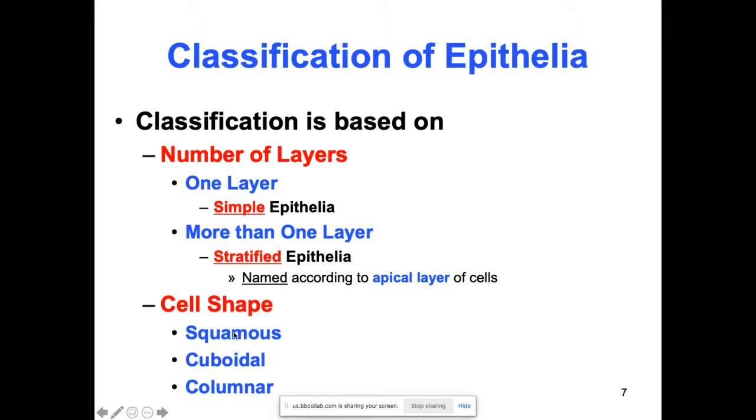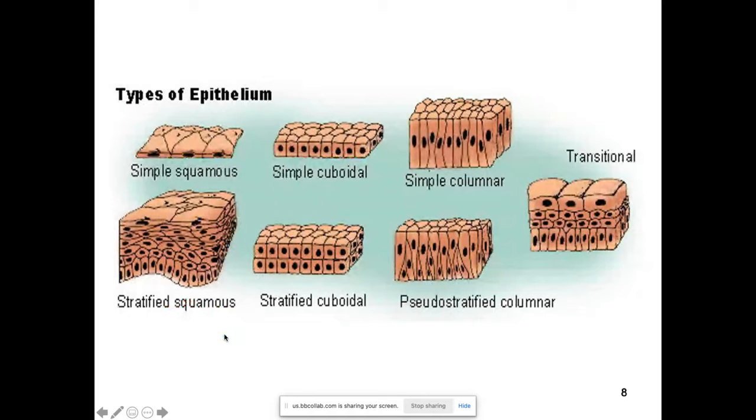But then the second question is, what's the shape of those cells? Do they look like squares? Then we will call them cuboidal. Do they look like tall columns, like buildings? We'd call them columnar. Or do they look like these flat, irregular cells? We call them squamous. So cubes, cuboidal; buildings or rectangles, columnar; and if they're flat, irregular, we call them squamous.